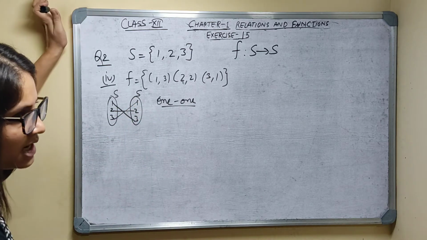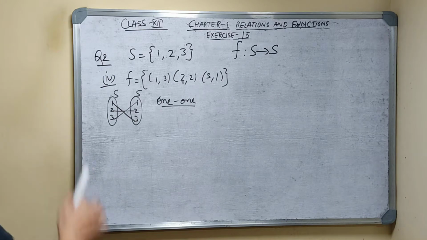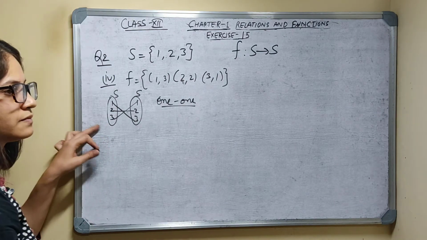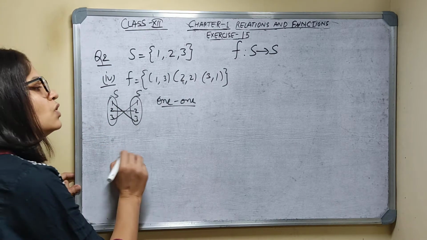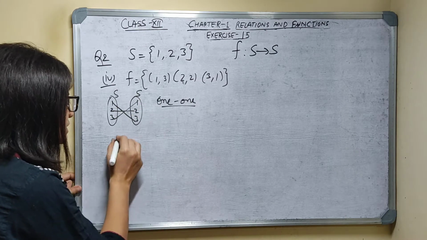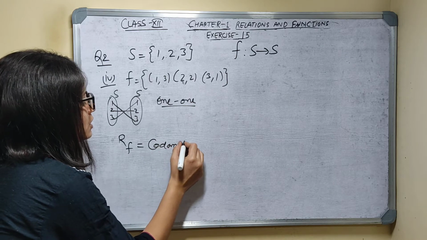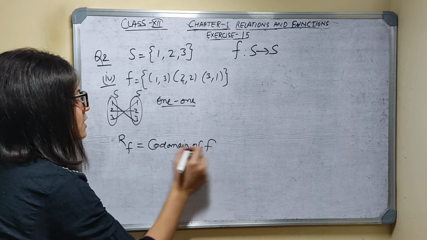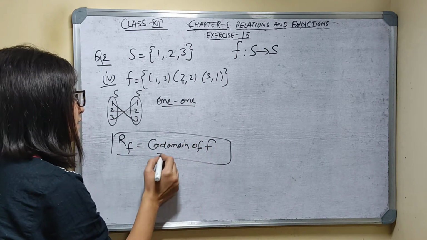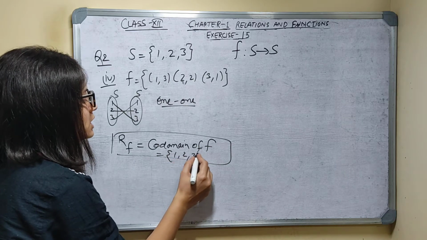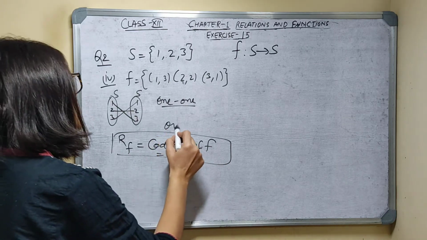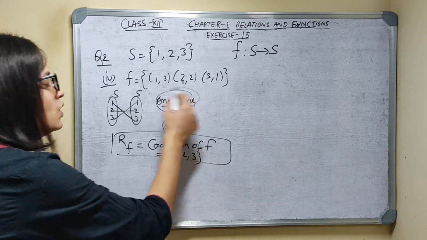All elements are images of any element from this set. So I can say this is onto also, because here the range of the function is equal to the codomain of the function, which is 1, 2, 3. So this is an onto function also. This is a one-one function and an onto function both.